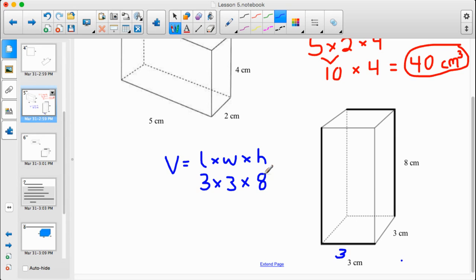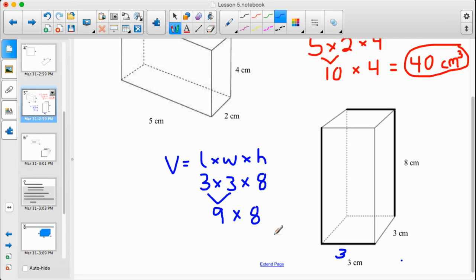So now I'm going to go ahead and solve it. So I'm going to start with my first chunk. It says 3 times 3. Think about that math fact. I'll give you 4 seconds. It's 9. And then I'm going to copy down everything else that I haven't used yet.